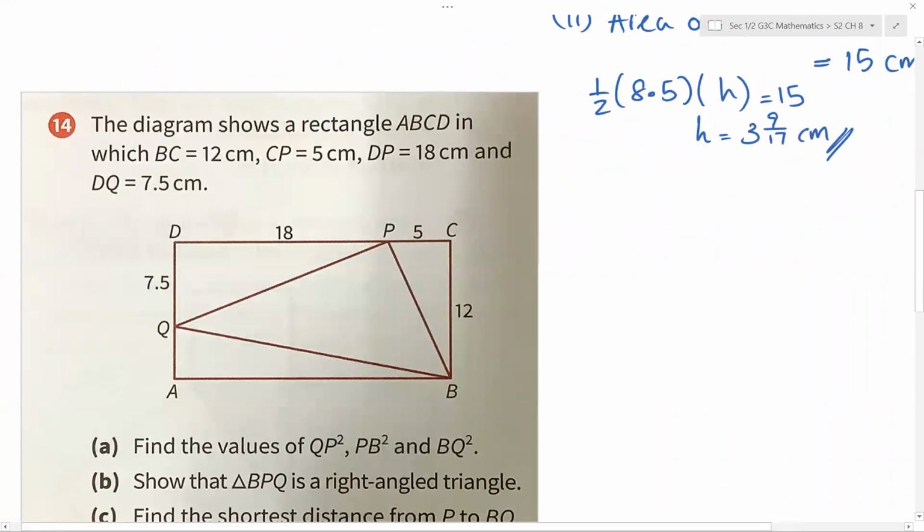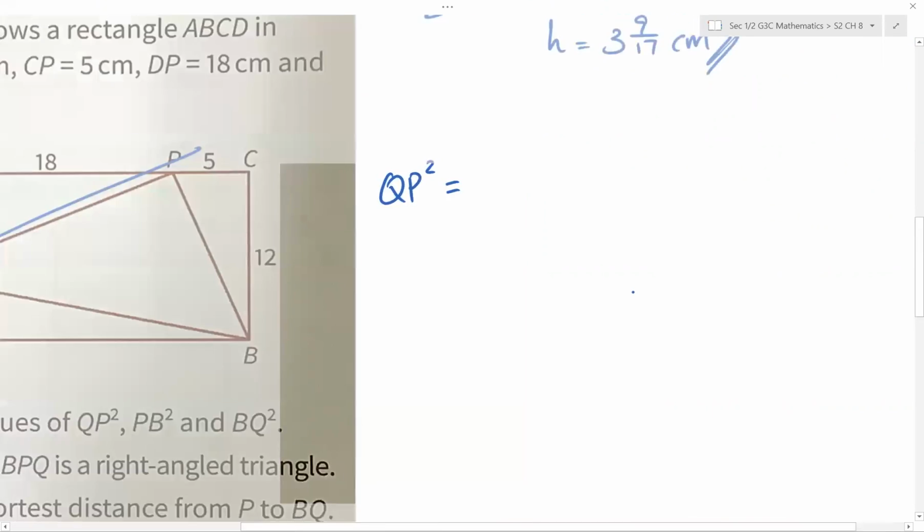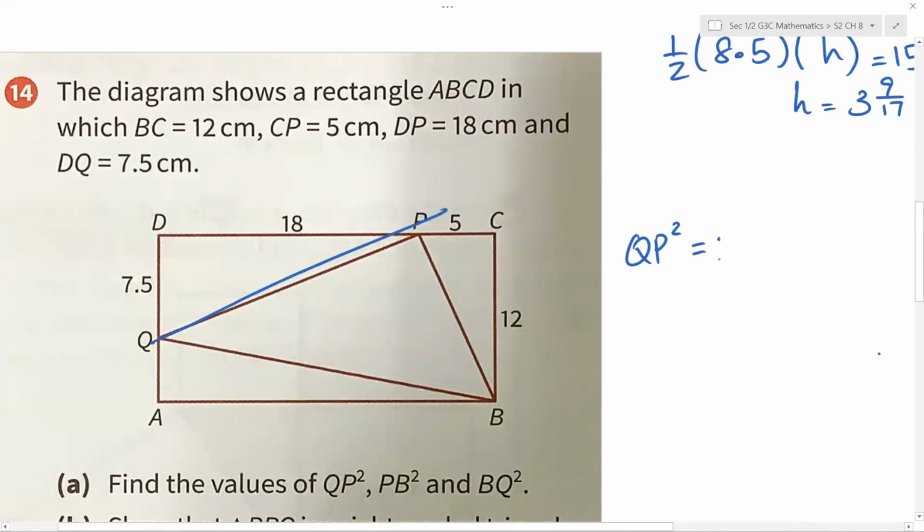Now question 14. In 14, find the values of QP square. Okay, this is quite unique. Usually they will ask you to find QP, PB, and VQ. But this time they want the square. Okay, so let's start with the first one. QP square. Over here. QP square by our Pythagoras theorem. 18 square plus 7.5 square.